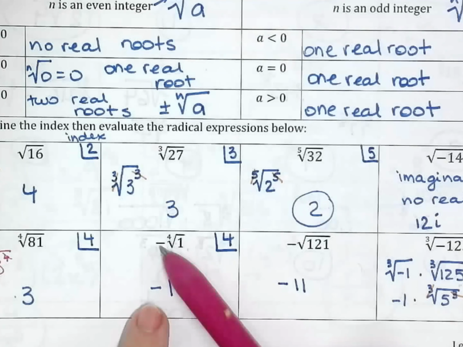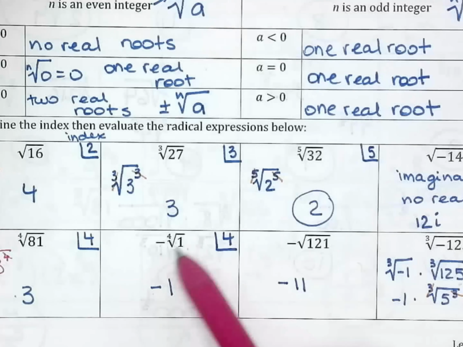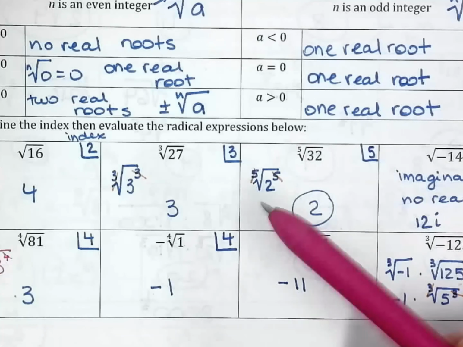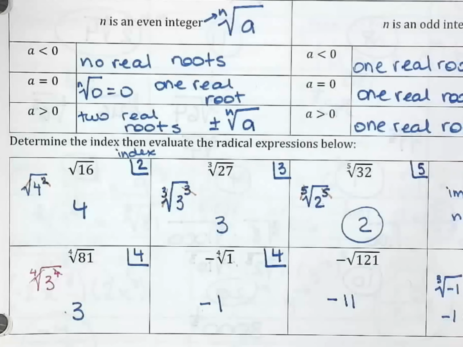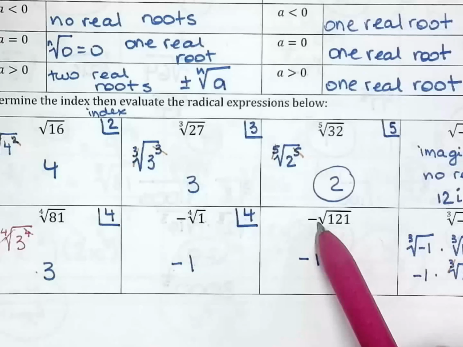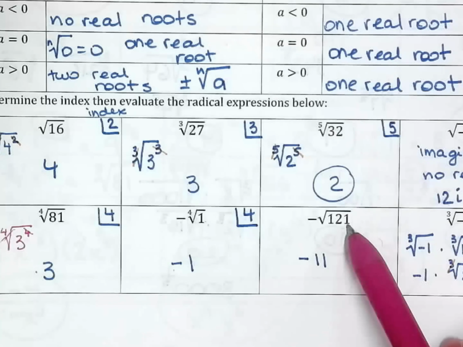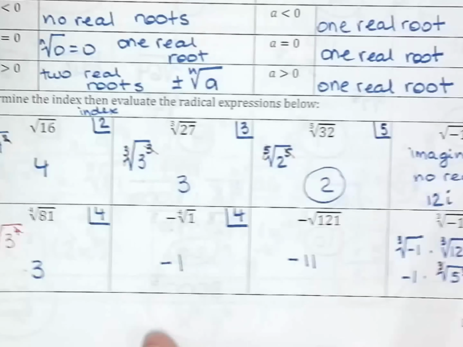This negative right here goes there. This negative is this negative. 4th root of 1 is just 1. And this 4 is the index. Because it's telling us to determine the index and then evaluate. So I have negative square root of 121. 121 is a perfect square. Take the square root of 121, I get 11. This negative is this negative right here.